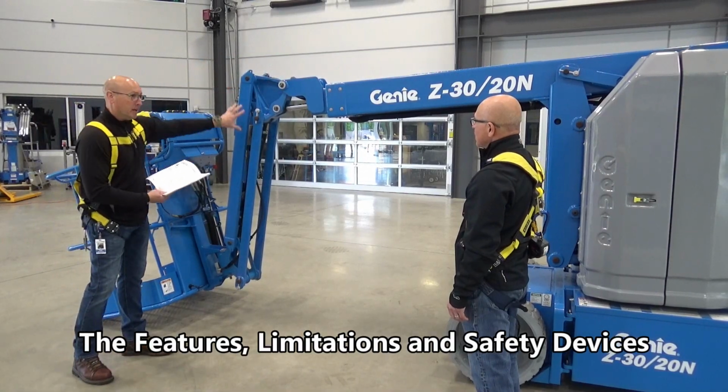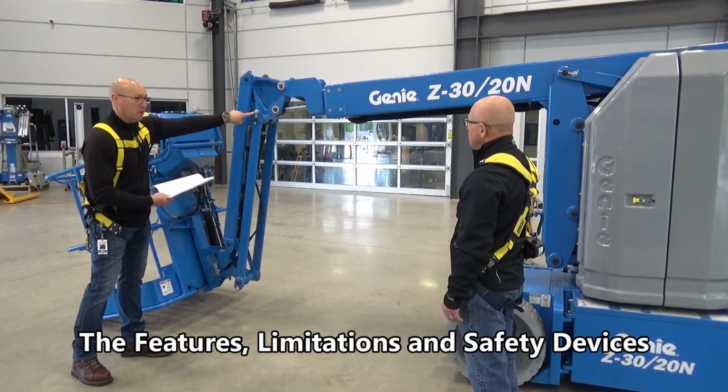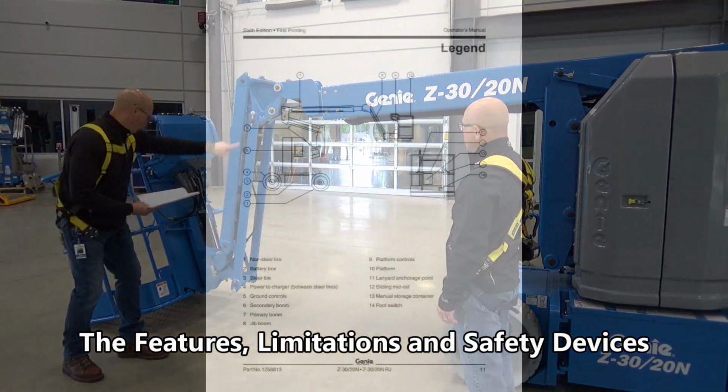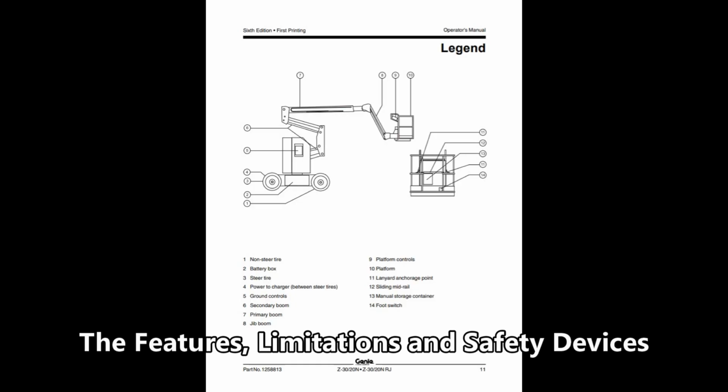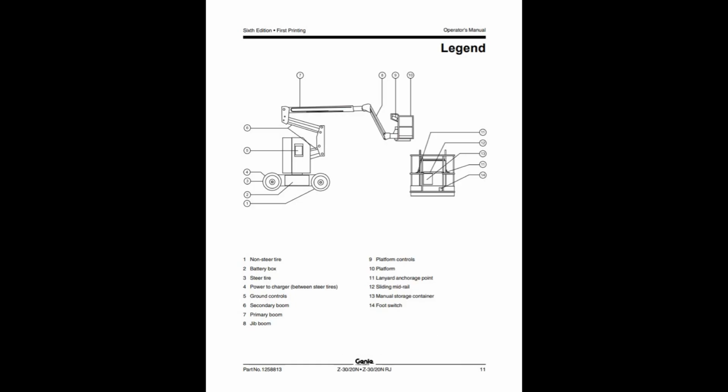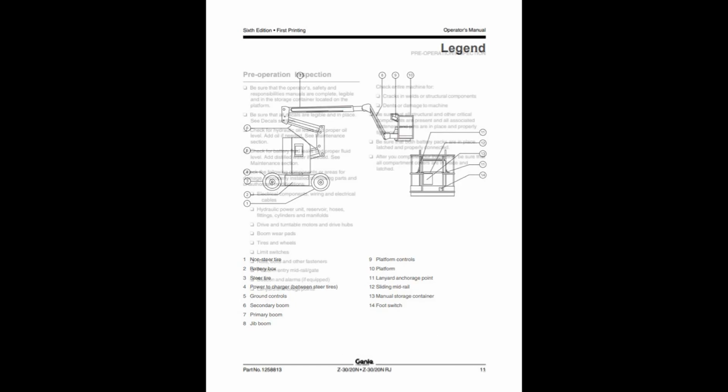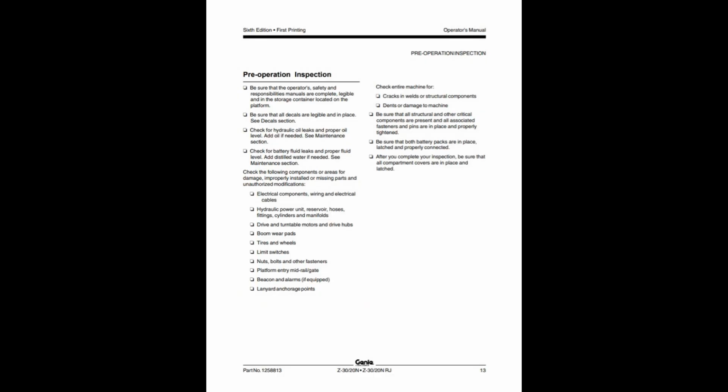The Genie Z3020N has many key features and components that must be identified and understood. The operator's manual provides a legend that identifies the outwardly visible components on the machine. The operator's manual also provides instructions for performing the pre-operation inspection.